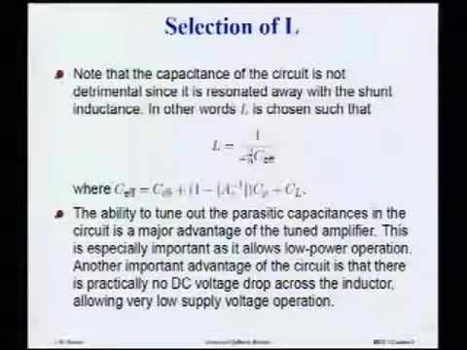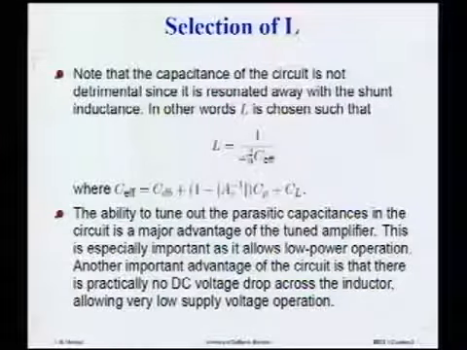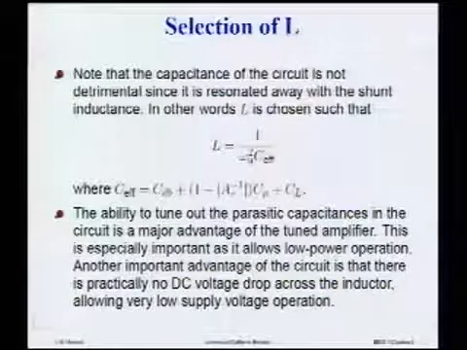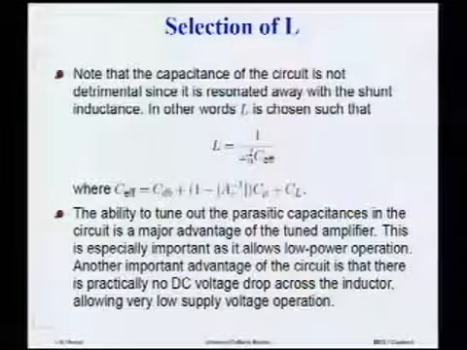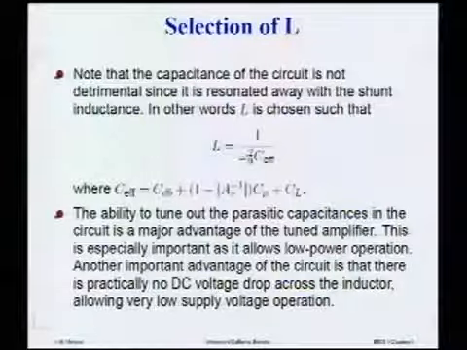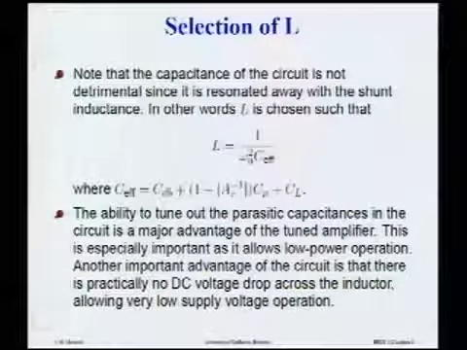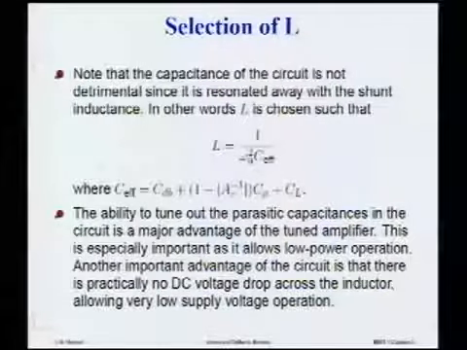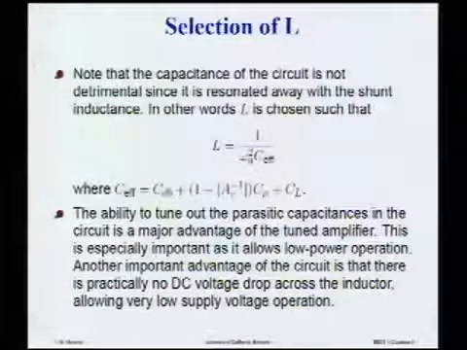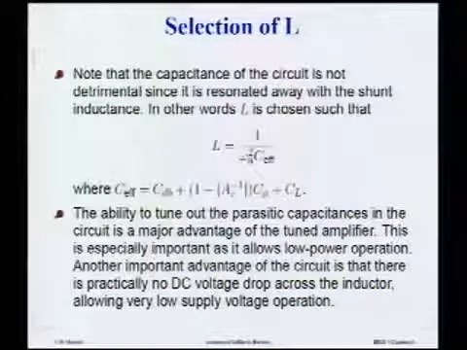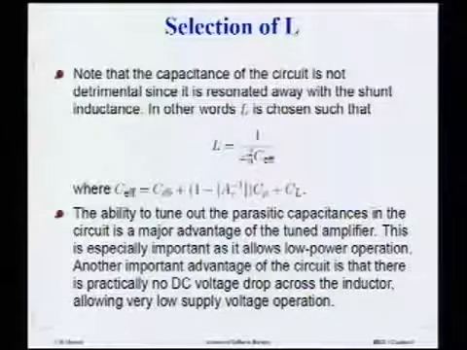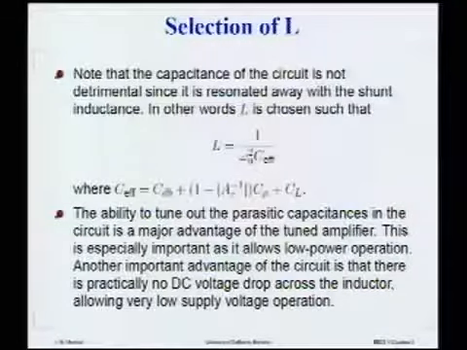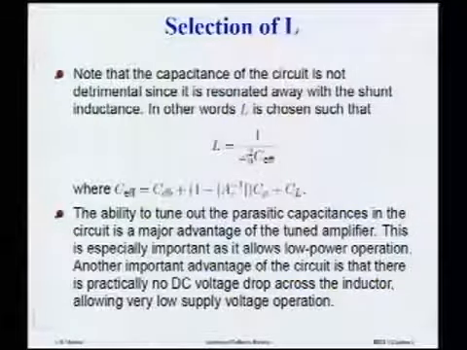Okay, so the fact that we can tune out capacitance is really the major advantage of this circuit. It means that, in theory, I can take my transistor amplifier, build it, and any parasitic capacitances, I can just tune them out. It seems too good to be true, right? And we'll talk about the limitations of that, some in this lecture, but certainly in future lectures. There are other advantages of the circuit. Another advantage is that there's no DC drop across the inductor. No matter how much current I put through that inductor, because it has a very small series resistance, there's practically no DC drop.